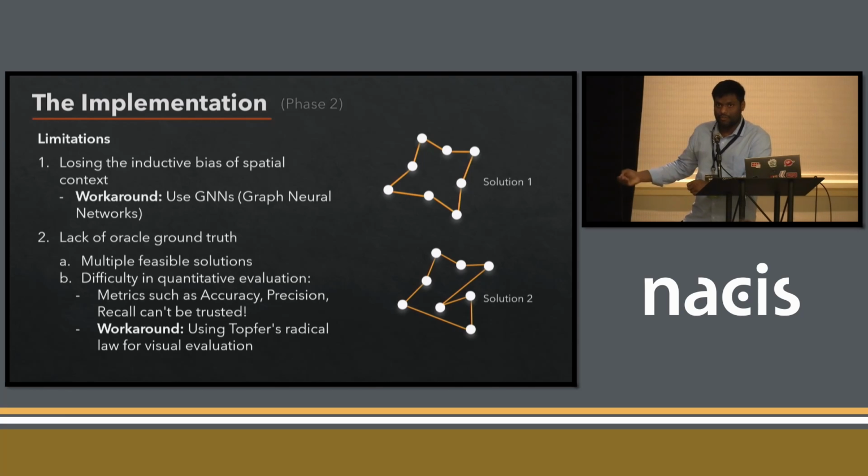Suppose it is at the edge of a state, yes, that point might be needed, but if it is just a straight line, I can choose one point, Sid can choose another point, and we both will still arrive at the same visual looking map. So this lack of oracle ground truth creates multiple feasible solutions, which look visually the same, but still the solutions are different. And it also makes the quantitative analysis difficult because the standard metrics like accuracy or precision or recall will definitely fail. So a workaround, as Rob has suggested, is to use Topfer's radical law for visual evaluation.